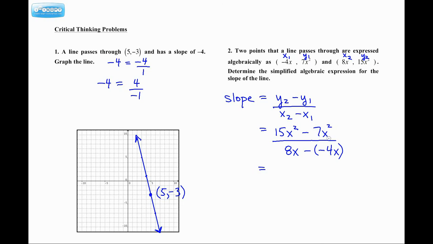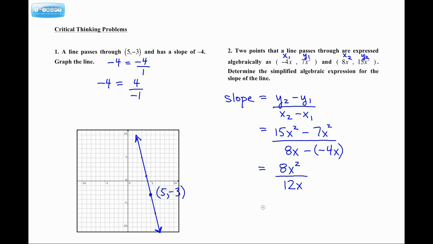So we look at the numerator. We have 15x squared minus 7x squared. Those are like terms because both terms have an x squared in it. So that gives me 8x squared. You should be familiar with that. And the denominator, 8x take away -4x. Well, that's the same as 8x plus 4x. And again, we have like terms. So that would give us 12x. There we go. It's a bit better. But we can simplify it still.